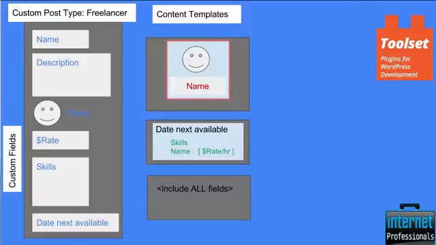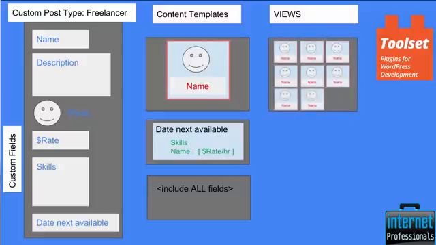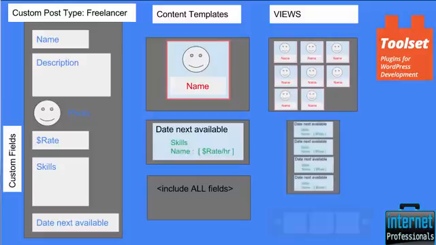Now the next step would be to define various views. For example, we could define a grid view, or a simple list view, or indeed a carousel view. And the view specifies what content template to use. So we could also have a parametric search view as well, like I mentioned before. So as you can see, all this provides a huge amount of power.